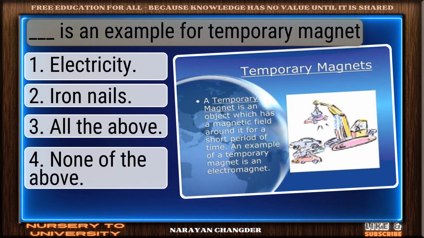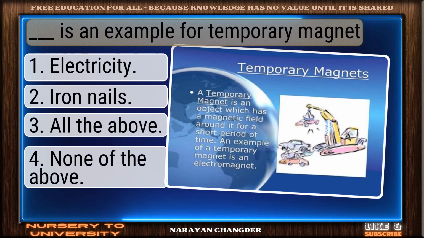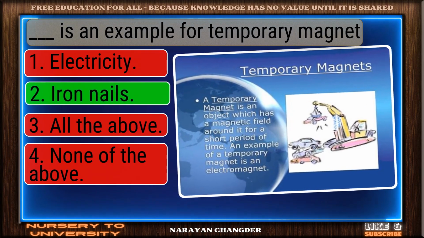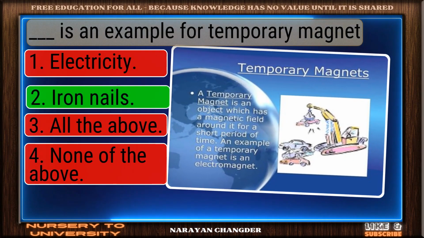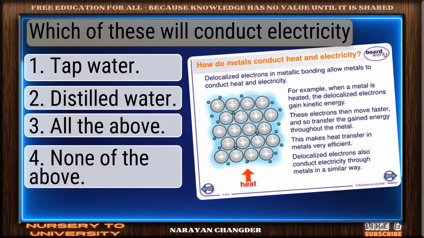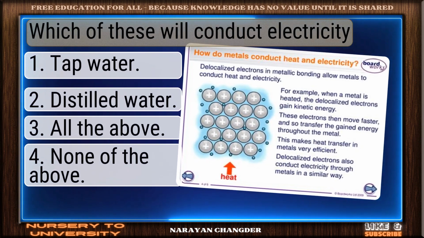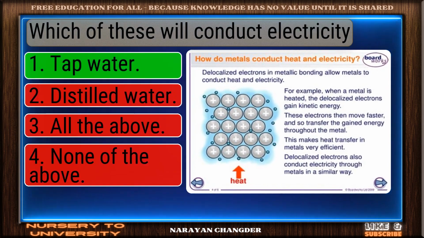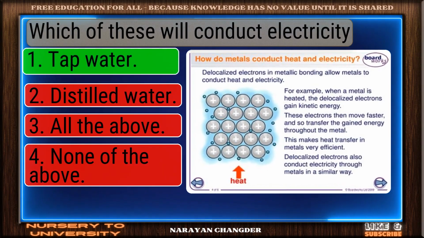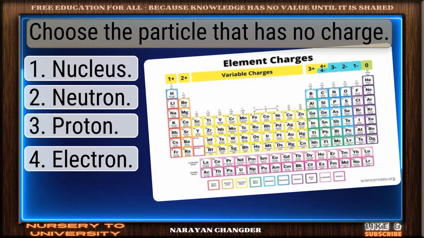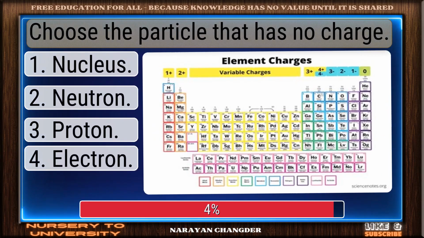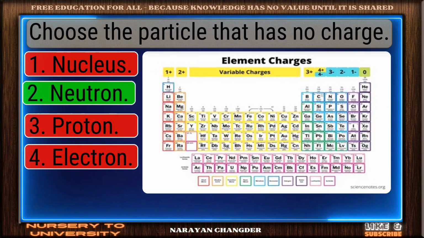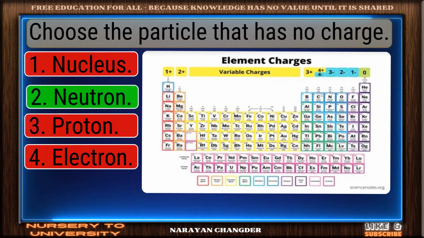Question number 156. Dash is an example for temporary magnet. Nice selection. Iron nails is the correct and valid answer. Question number 157. Which of these will conduct electricity? Good thinking. Tap water is the right answer. Question number 158. Choose the particle that has no charge. Sharp thinking. Neutron is the right choice.